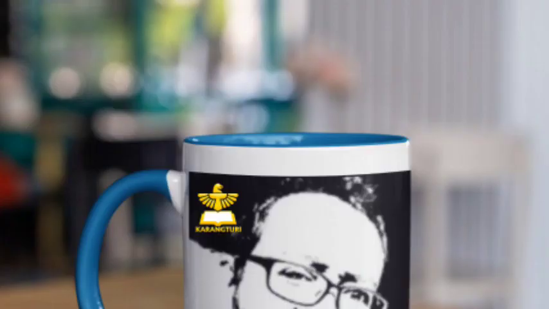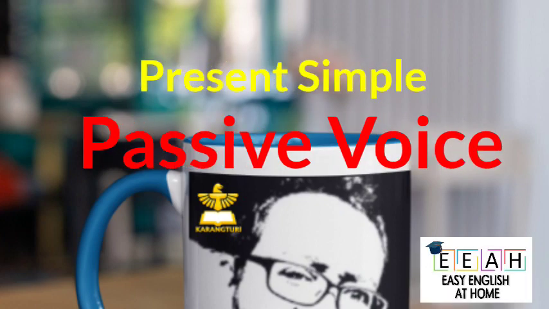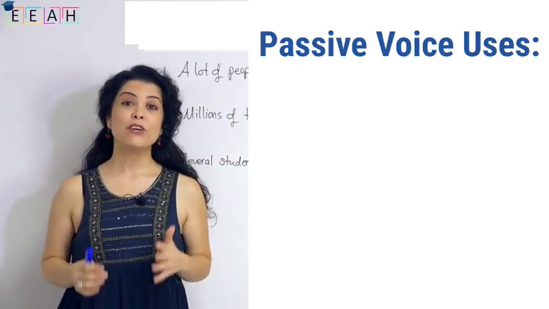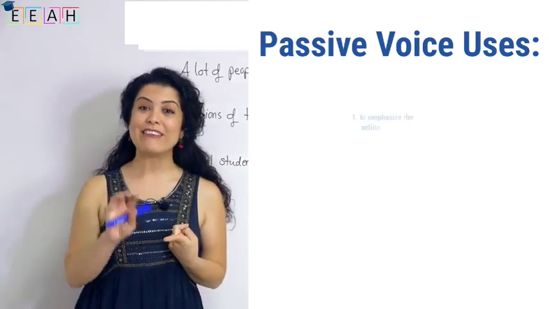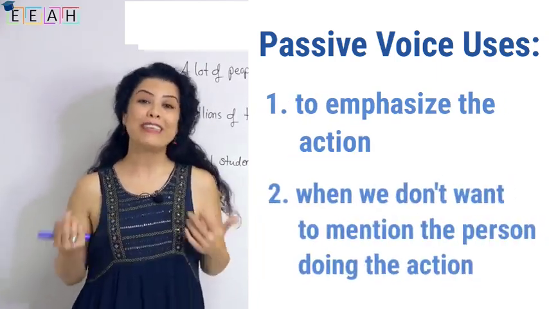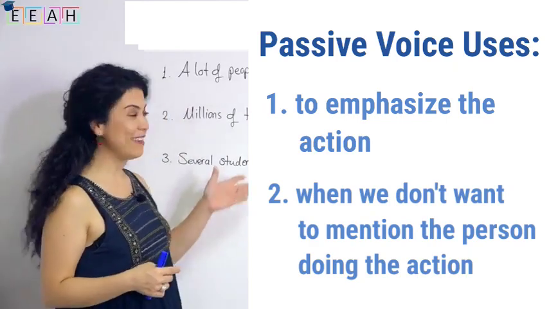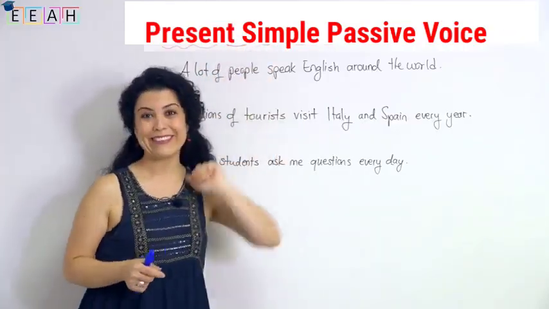Hi there, today we're learning about present simple passive voice with Easy English at Home. Check this out. Remember, we use passive voice for two reasons: either to emphasize the action or when we don't want to mention the person doing the action. So let's have a look at these examples and this time focus on present simple passive voice, okay?